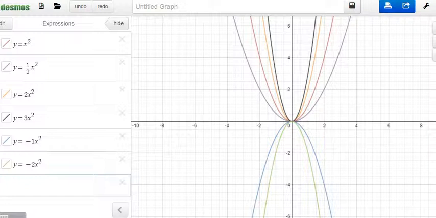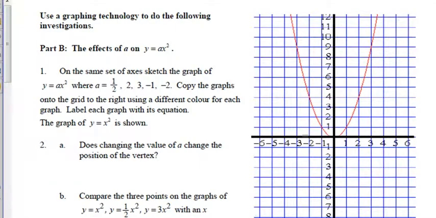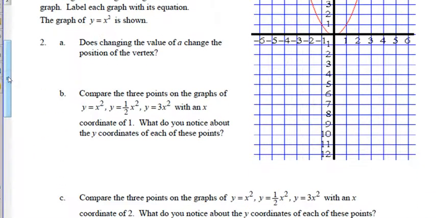So, let's answer some questions. I'm not going to graph these onto the notebook file. They're here, and now we can say stuff about them. Does changing the value of A change the position of the vertex? No. So the vertex did not change.